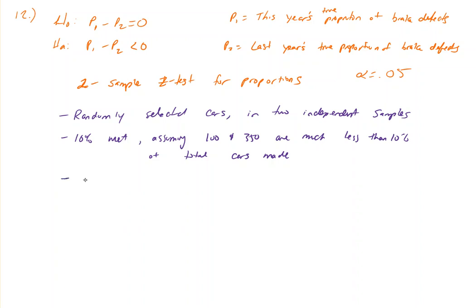And then we have to check to make sure that we're meeting the large counts. So, how do we check large counts? The large counts condition is met if all of these are greater than 10, right? All of these.